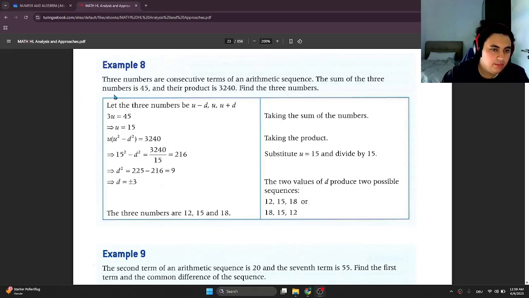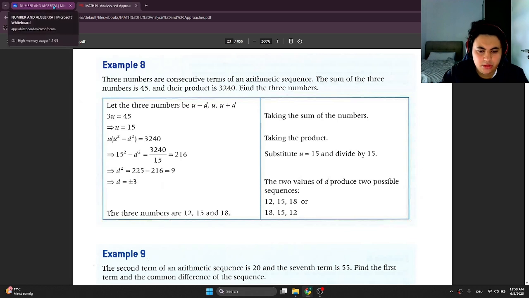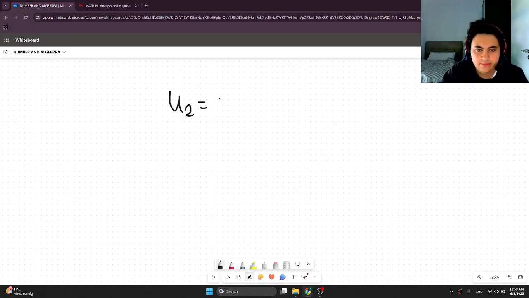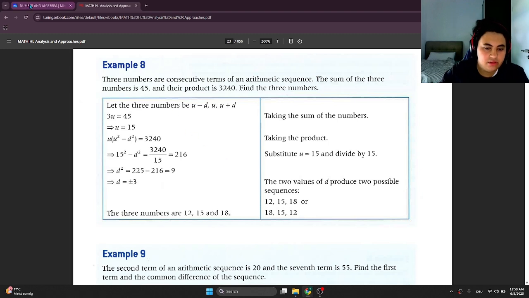Okay, so now we're going to move on to example 9. The second term of an arithmetic sequence is 20, and the seventh term is 55. Find the first term and the common difference of the sequence. So we know that the second term is equal to 20, and that the seventh term is equal to 55. It tells us to find the first term of the sequence and the common difference.